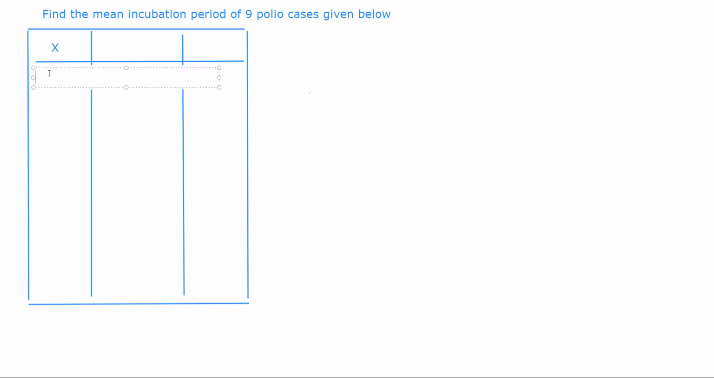We have the observations 23, 22. These are incubation periods. Okay, it does not mention years or months or anything, so just write down the value for now. 20, 24, 16, 17, 18, 19, 21. Okay, now try to find out the mean of these values. What will be the mean incubation period? Use the direct mean method and try to find out the incubation period and let me know.